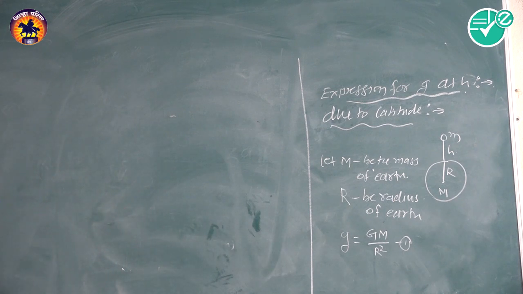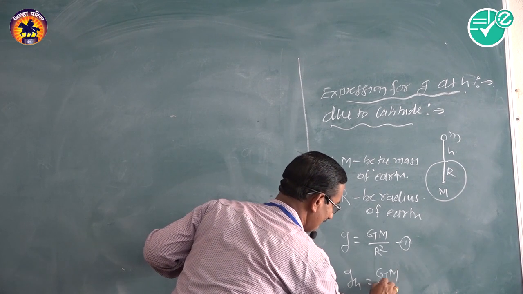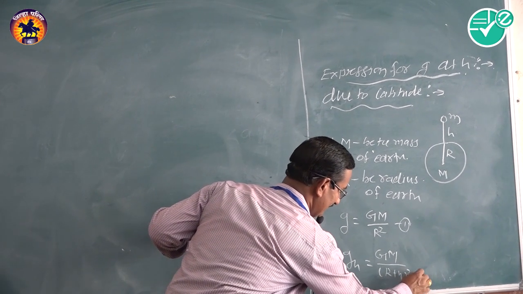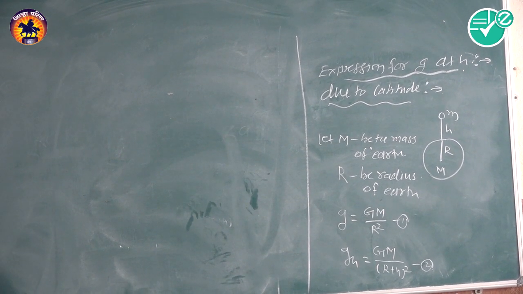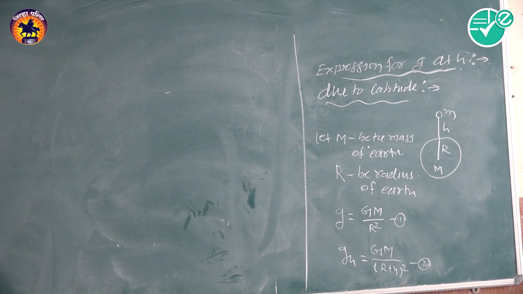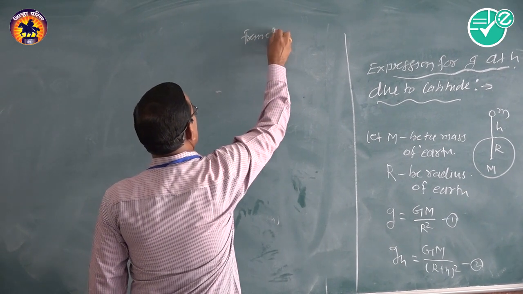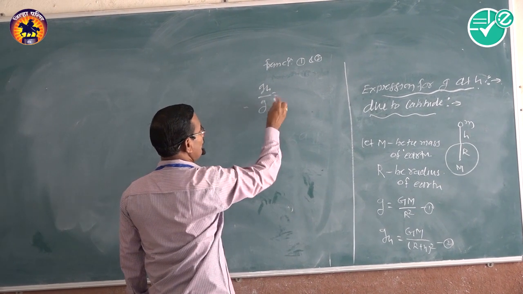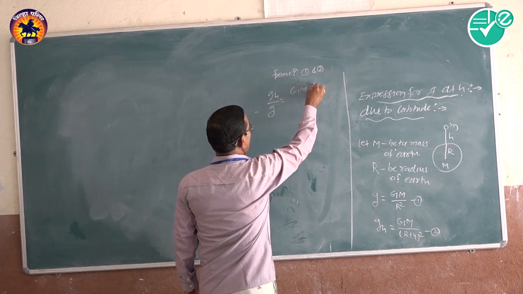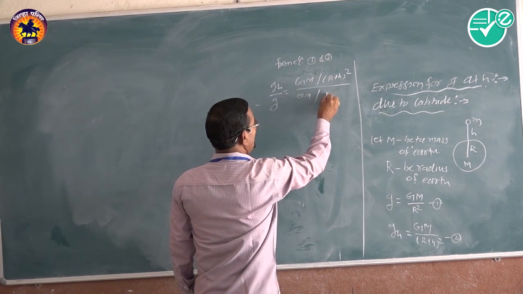But we know that the acceleration due to gravity at height h, that is g h, is equal to G capital M upon (R plus h) whole square, that is equation 2. When equation 2 is divided by equation 1, we get g h by g is equal to G capital M divided by (R plus h) whole square upon G M upon R square.